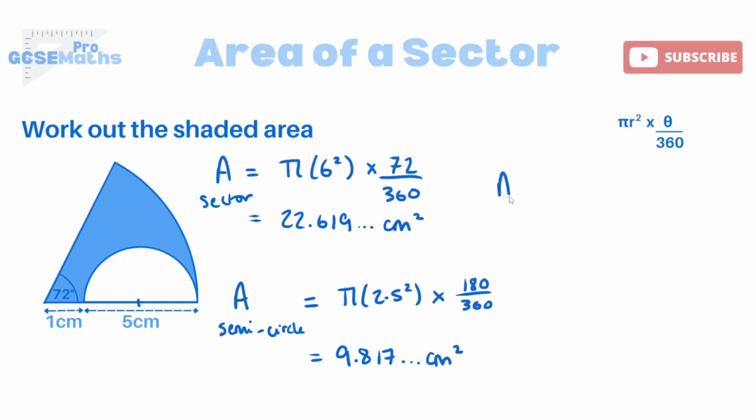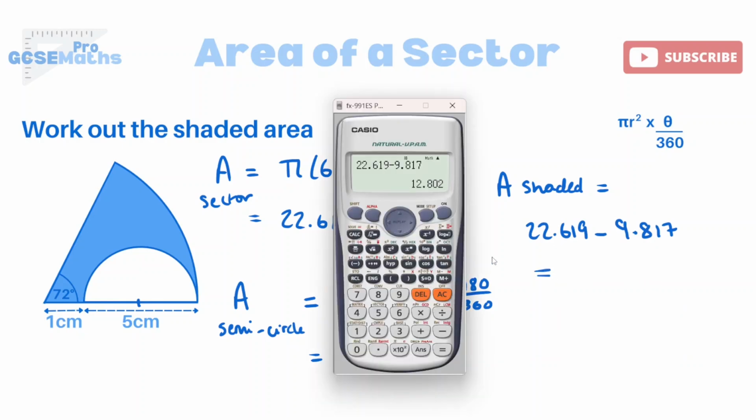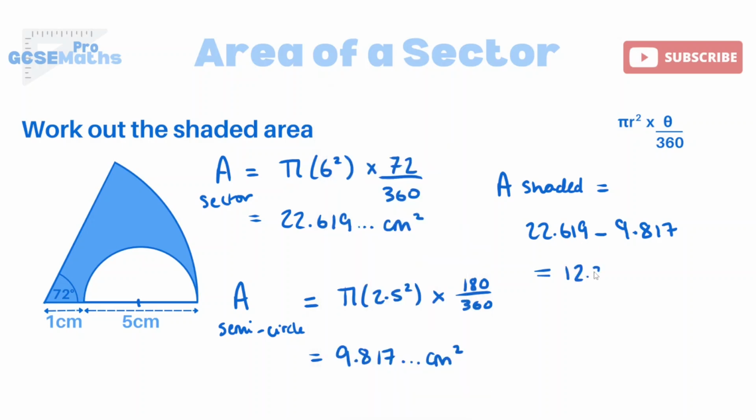So the last bit is the area of the shaded region is, we've got 22.619, which was the whole sector, minus 9.817, which was the semicircle that we need to cut out, which gives me 12.802, which I'll just round to 12.8. And that's 1 decimal place, isn't it? Okay, so that's your final answer there. So that's how they could make this topic a little bit more complicated, okay?